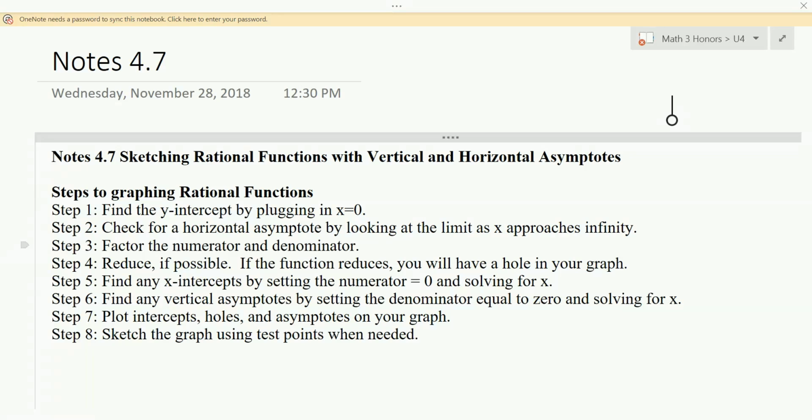Finding x-intercepts: set the numerator equal to 0 and solve for x. Finding vertical asymptotes, that step 6, is what we were doing in the very beginning. You can't divide by 0 when you have a fraction, and you would write the excluded values. That's where your vertical asymptotes will happen. And after that, you're ready to graph. Even then, sometimes you need to test some points out. So all that we're going to work with.